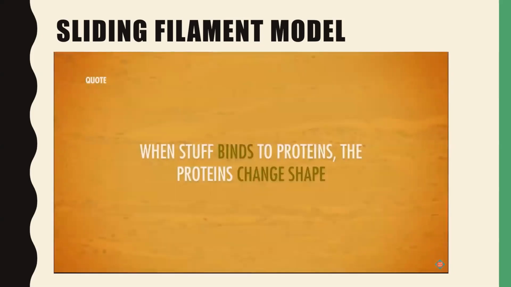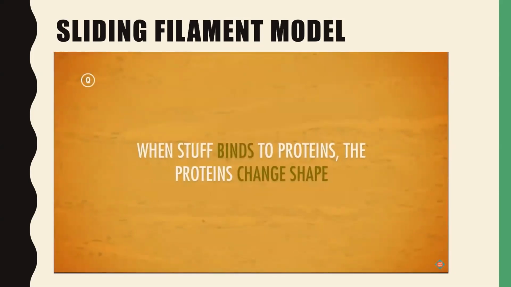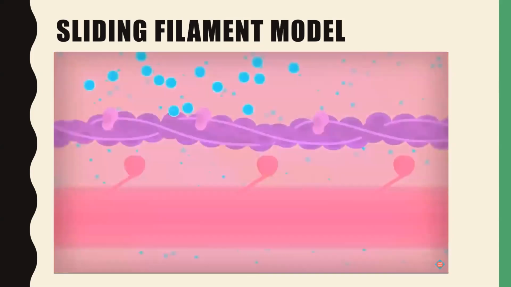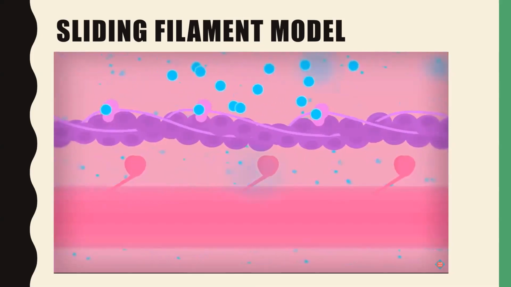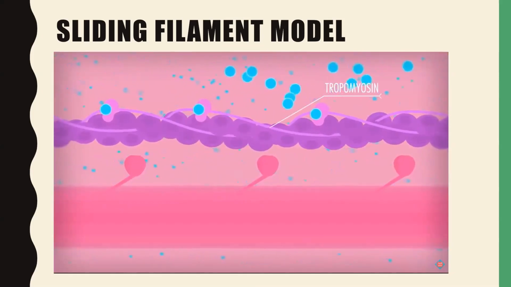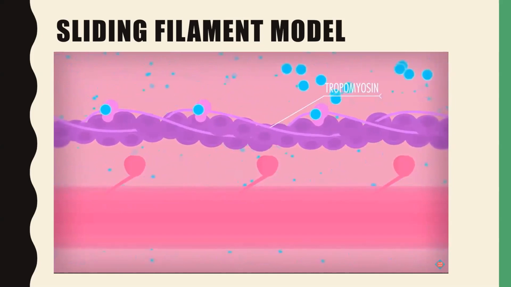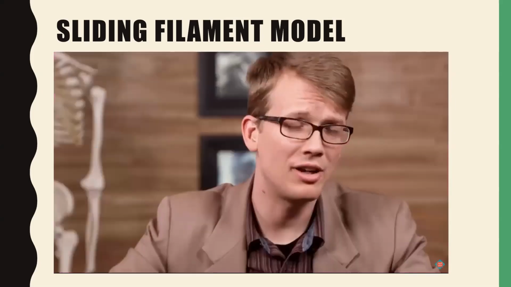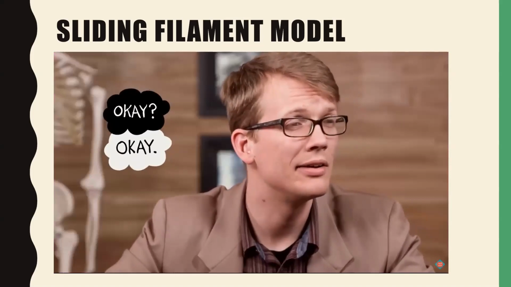And remember, when stuff binds to proteins, the proteins change shape. So the calcium latches onto the troponin and causes it to pull the other bodyguard protein, the tropomyosin, away from the sites on the actin strands that the myosin really wants to get its paws on. And suddenly it's all, okay.